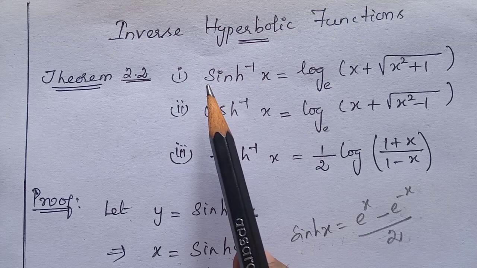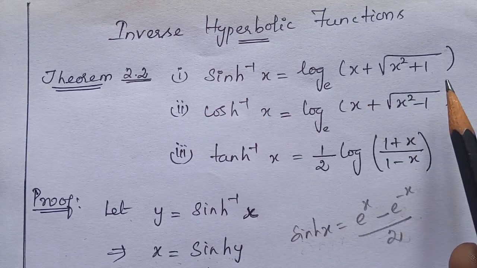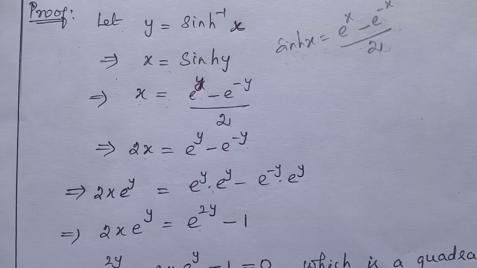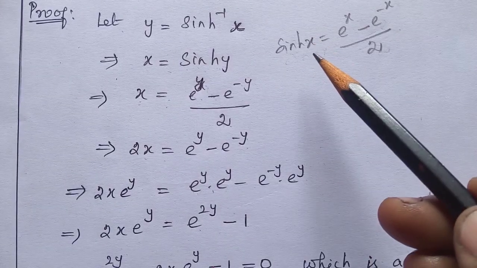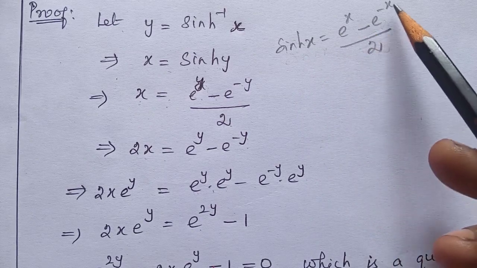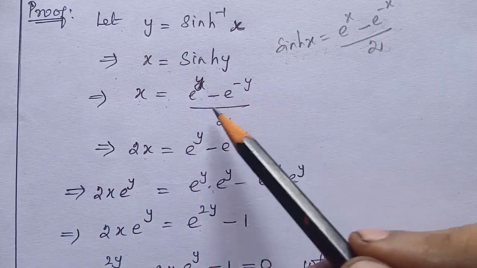First we prove the result, sinh inverse of x equals log of x plus root of x square plus 1. Let us take y equal to sinh inverse of x, which implies x equals sinh y. Already we know that in hyperbolic functions sinh x equals e power x minus e power minus x divided by 2. Here sinh y equals e power y minus e power minus y divided by 2.